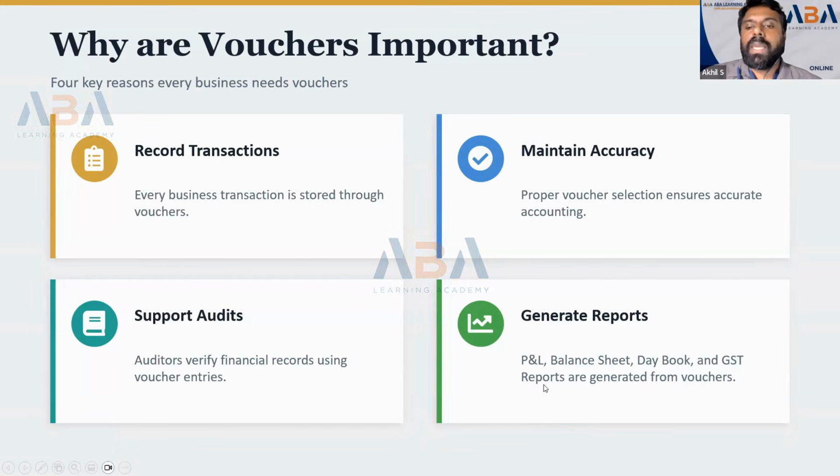Okay. So while we are creating voucher reports, if you post the transaction in the correct vouchers, the report generation will be correct. Okay. So all the profit and loss account, balance sheet, day book, and GST reports are generated from the vouchers. So this is the importance of a voucher. So it helps us to record transactions, maintain accuracy, it supports audit, and it generates reports. Okay.